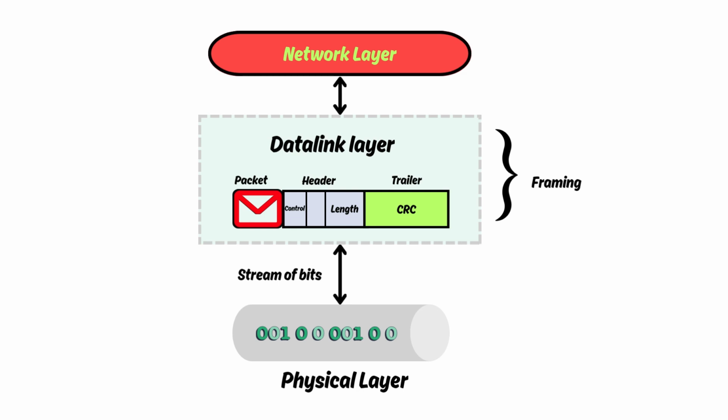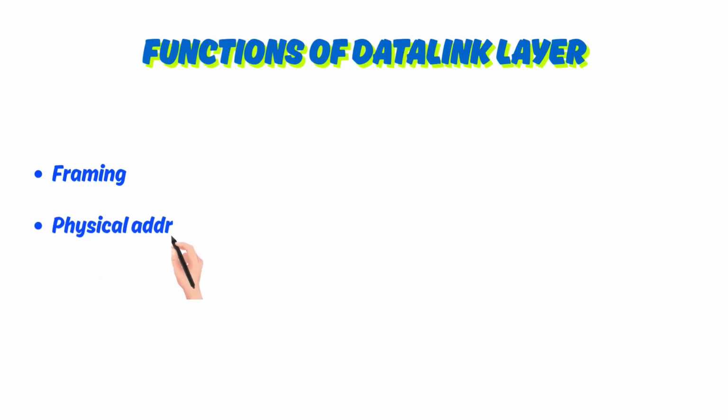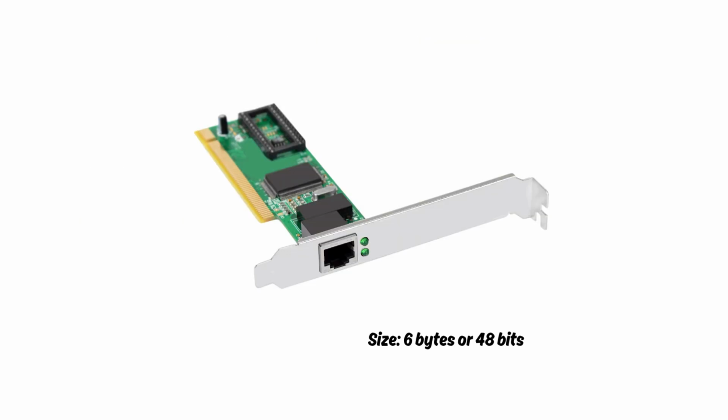The second function of data link layer is physical addressing. At this layer, data is sent using physical addresses, which are also known as MAC addresses. The size of the MAC address is 48-bit. Every device has a unique MAC address assigned to its network card. This allows the data link layer to direct each frame specifically to the correct machine on the local network.